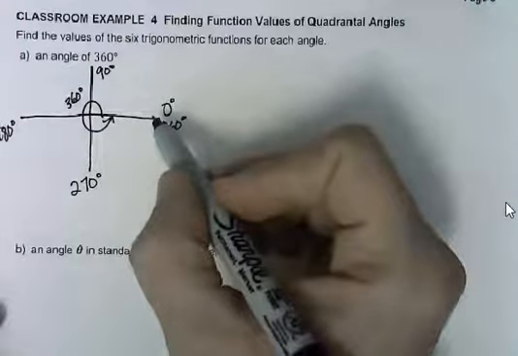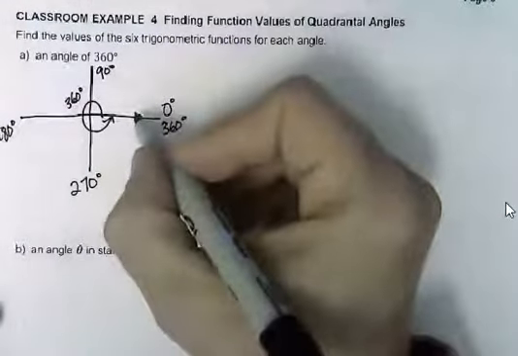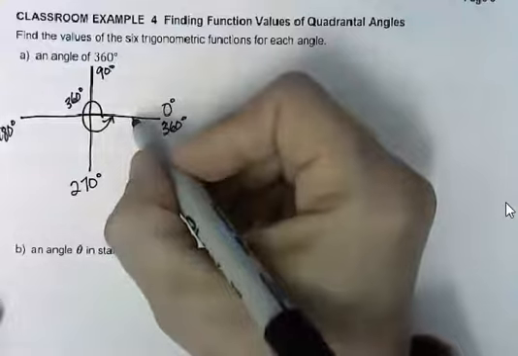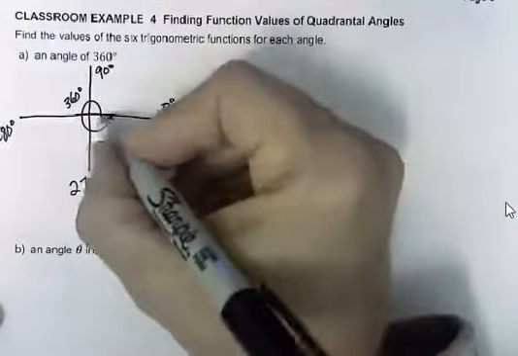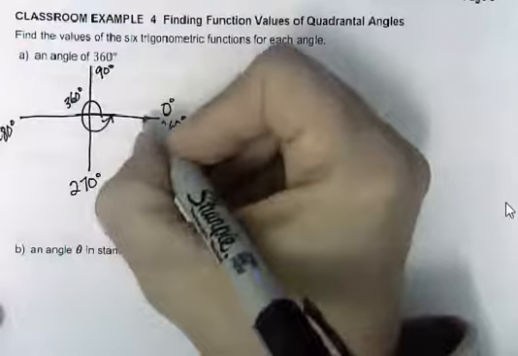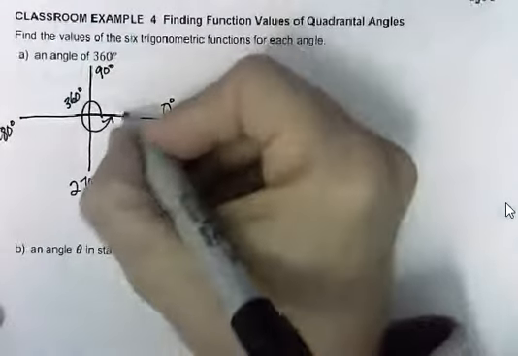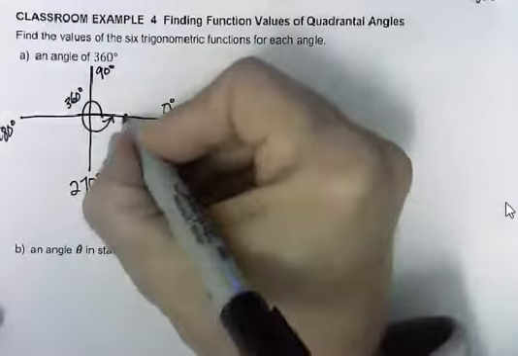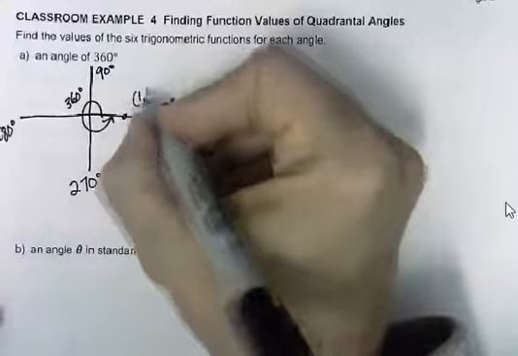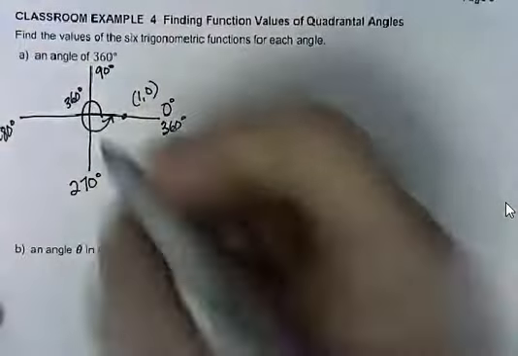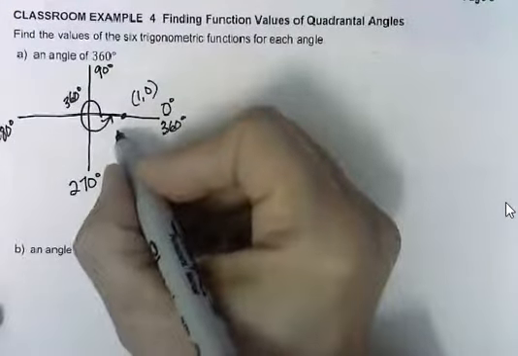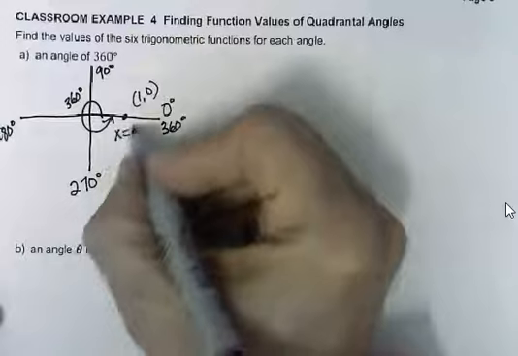There are lots of different ways we could find the values of the trig functions for this, but if we're thinking of using a point on the terminal side to find those 6 trig functions, then we can just pick any point that would be on this positive x-axis. To make this easy, I'm going to pick the point 1, 0. So that gives us an x value of 1, and it gives us a y value of 0.